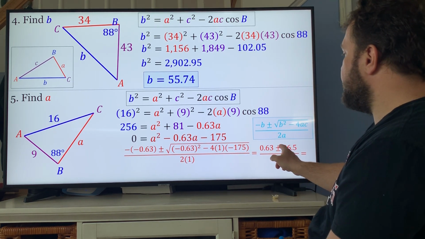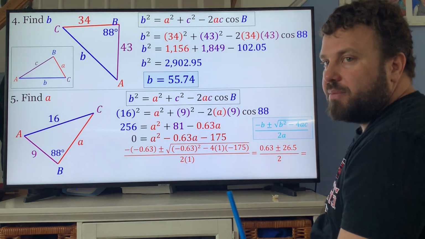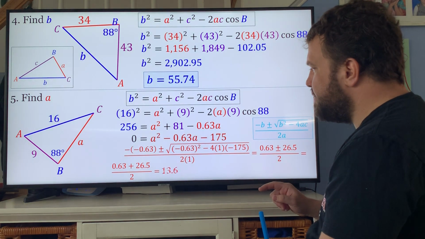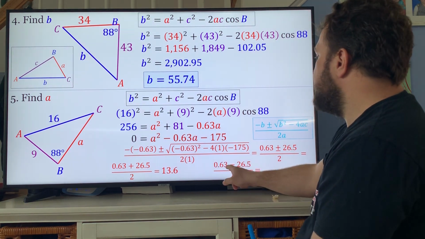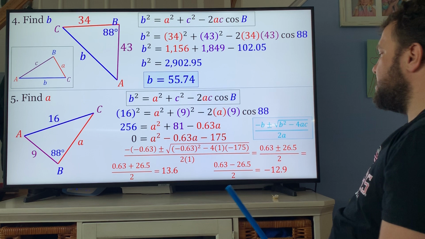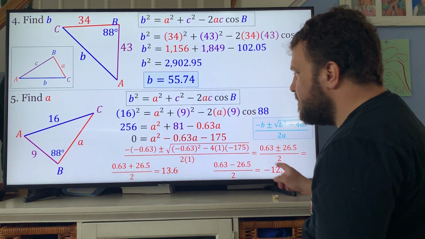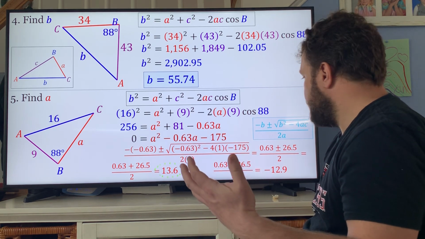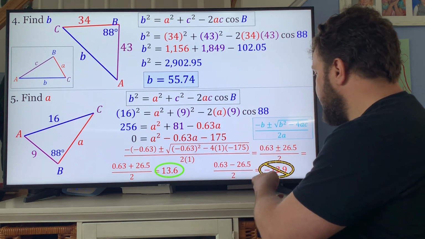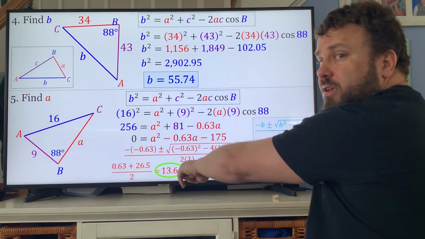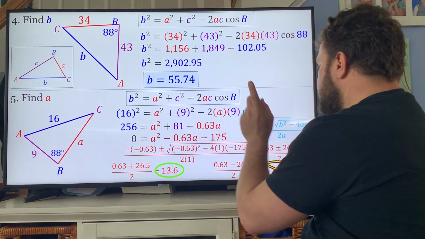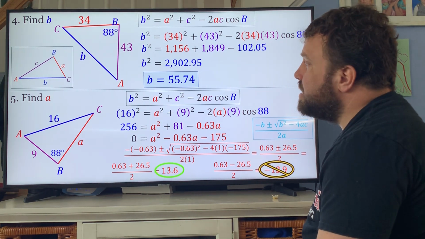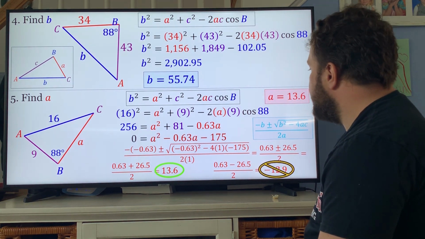You get 0.63 plus or minus 26.5 divided by 2. So 0.63 plus 26.5 divided by 2 is 13.6. 0.63 minus 26.5 divided by 2 is negative 12.9. One of these is good, one of these is bad. Guess which one? Well, that's the good one, and that's the bad one. Now, why is that the good one? Because you can't have a negative side. All right? That's it. And I believe A is 13.6.